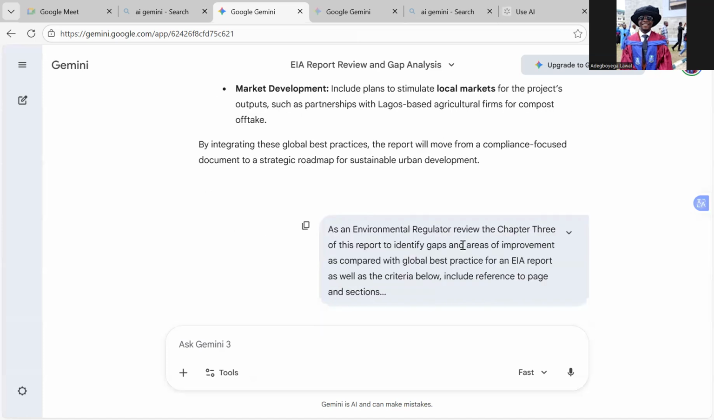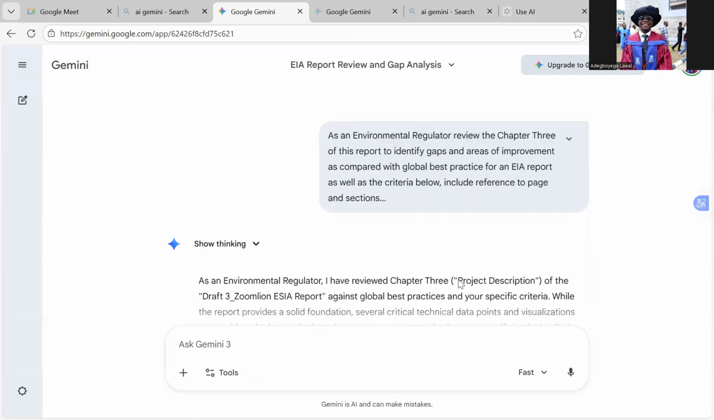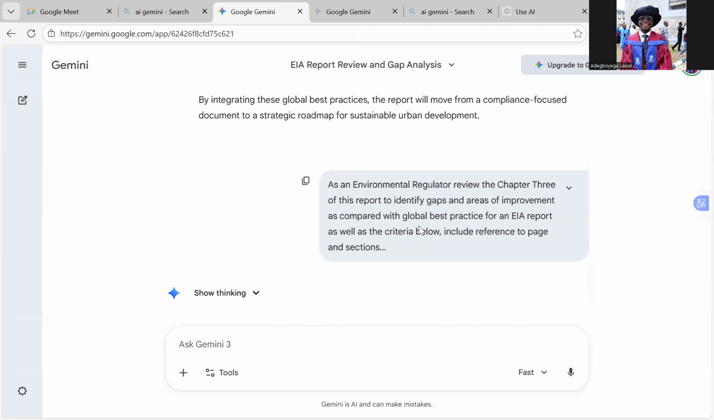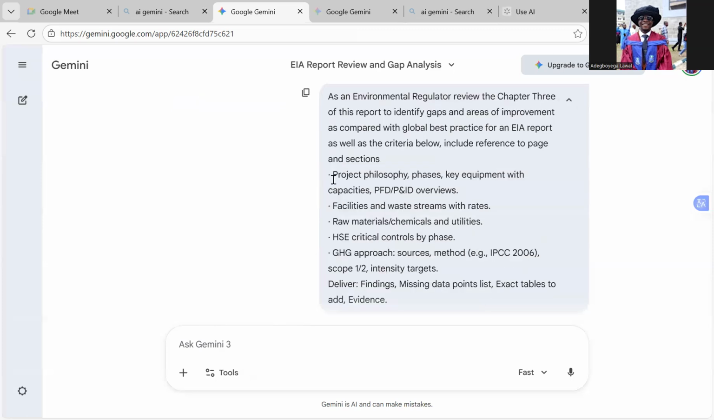So moving to chapter 3, I said, as a representative regulator, review chapter 3 of this report to identify gaps and areas of improvement compared with global best practice for an EIA report, as well as the criteria below, and include references to pages and sections. I don't know why I did this. Okay, the criteria are there. I was wondering why. Look at the criteria; I picked this from my criteria.